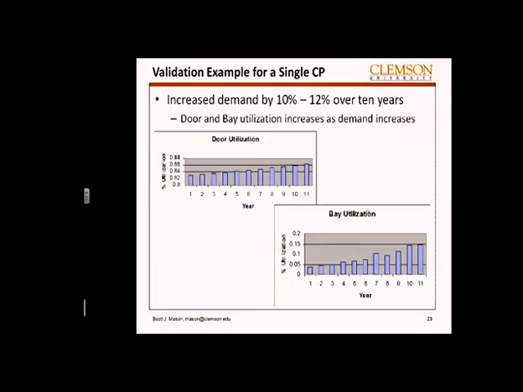So when we look at some trends over our 5-year analysis, we looked at, okay, let's increase the demand in the simulation by the retailer's stated 10 to 12% per year. Well, as we increase demand, we see utilization of the dock doors and the floor space increase as demand increases. Well, that makes sense, right? If more demand comes, the doors are going to be higher and higher utilized.